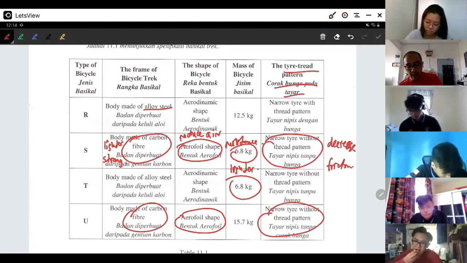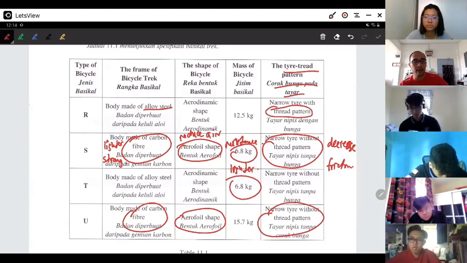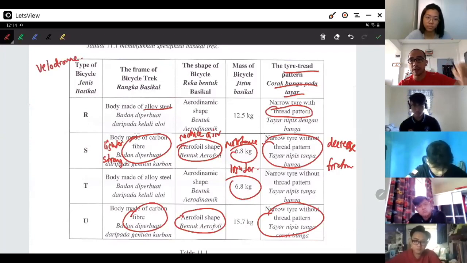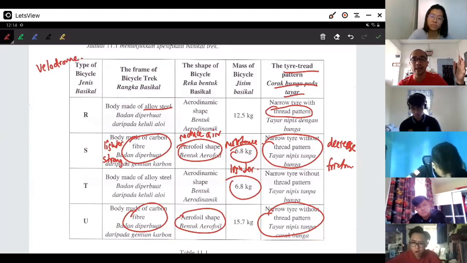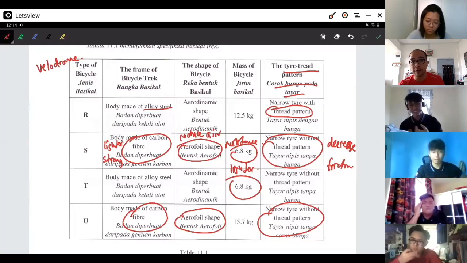If your bicycle has a tread pattern, it is not good for the velodrome, the place where cyclists go round and round and round. We don't want this tread because we want as little friction as possible. Friction is good if you're going mountain biking. Nobody brings a race bicycle to the mountains, and nobody races a mountain bike in a velodrome, because the two tires are totally different.